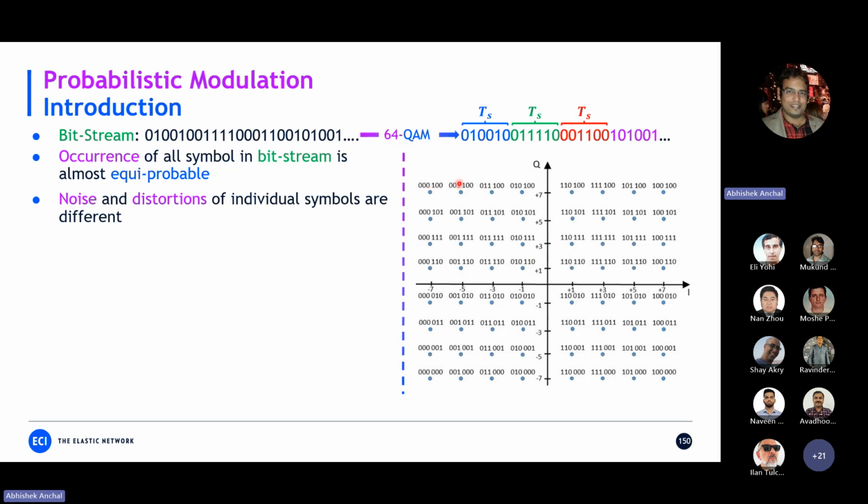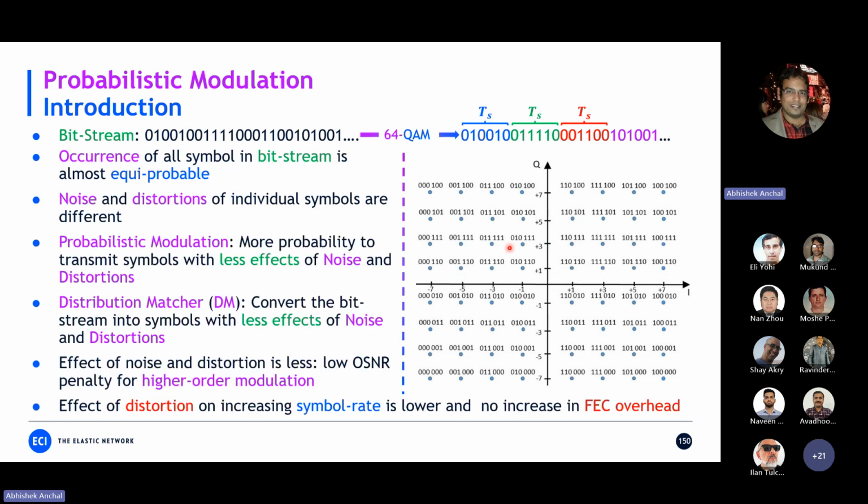Some of the symbols are heavily affected by noise and distortion, and some of them are not. So what probabilistic modulation does is try to send only those symbols, or most probably those symbols, which have a lower effect of noise and distortion. Probabilistic modulation is just a method in which there is a higher probability to send those symbols which have lesser effect of noise and distortion.